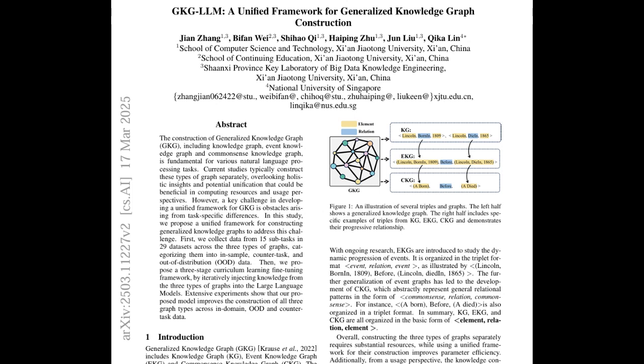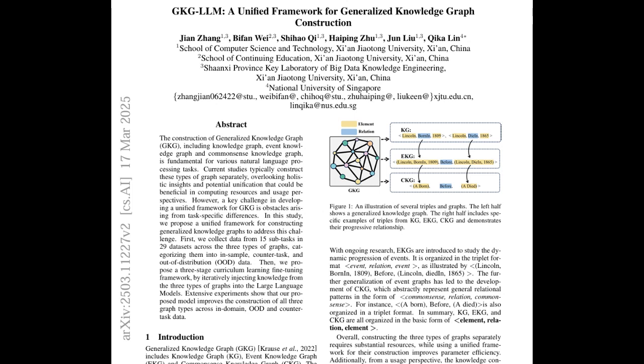And that brings us to the work that we're diving into today, this new framework called GKG-LLM. Yeah, this is where things get really exciting. So tell us, what's the big idea behind GKG-LLM? What are they trying to achieve? The core innovation of GKG-LLM is to build all three types of knowledge graphs, KG, EKG, and CKG, together within a single integrated framework. Okay, so it's all about breaking down those silos and creating a more holistic approach to knowledge representation. Exactly. And the potential benefits are pretty significant. By learning shared patterns across all three graph types, the model can become much more efficient, and it can leverage knowledge gained from one type to improve its performance on the others.